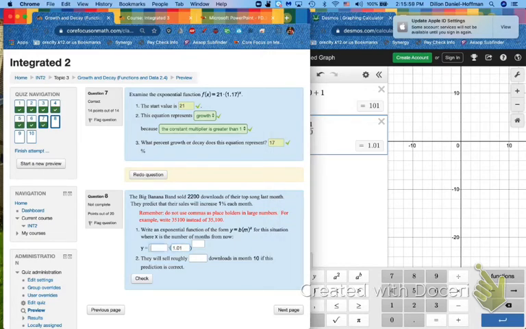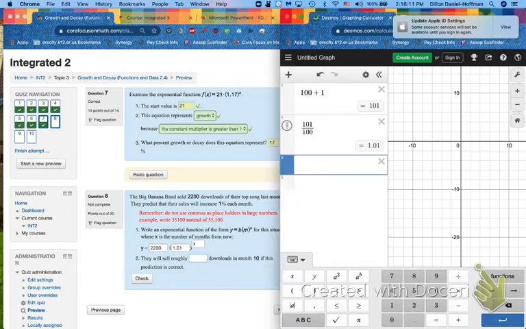Start value is how many downloads they started with, 2,200. And we put an X up there. And now we can plug in something for X into our calculator. They will sell roughly blank downloads in month 10. So let's come over here. Let's type in 2,200. Notice I'm not doing the Y equals, just the right side. 1.01. And then where's my to the X power?